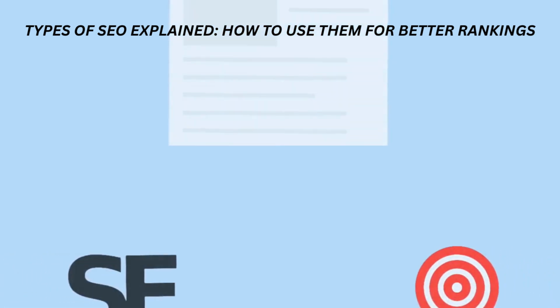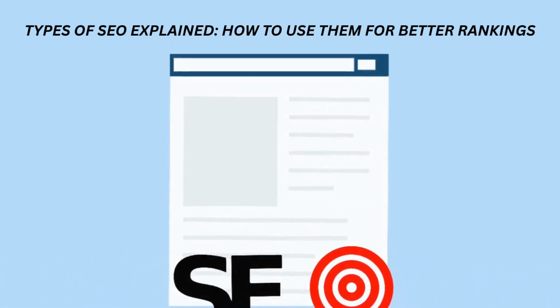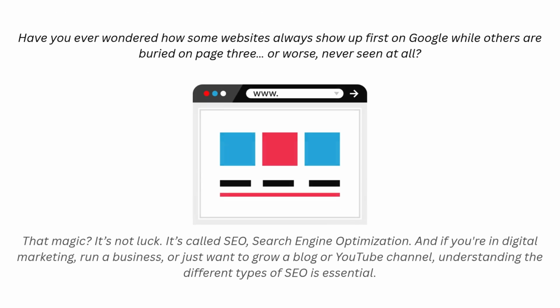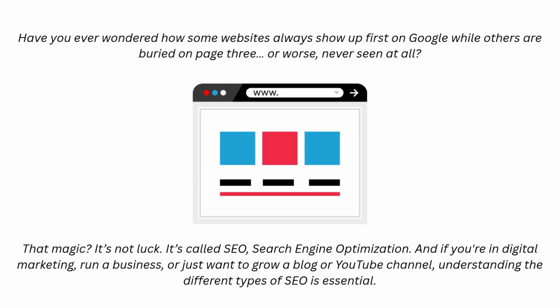Types of SEO explained, how to use them for better rankings. Have you ever wondered how some websites always show up first on Google while others are buried on page 3, or worse, never seen at all? That magic? It's not luck. It's called SEO, search engine optimization.